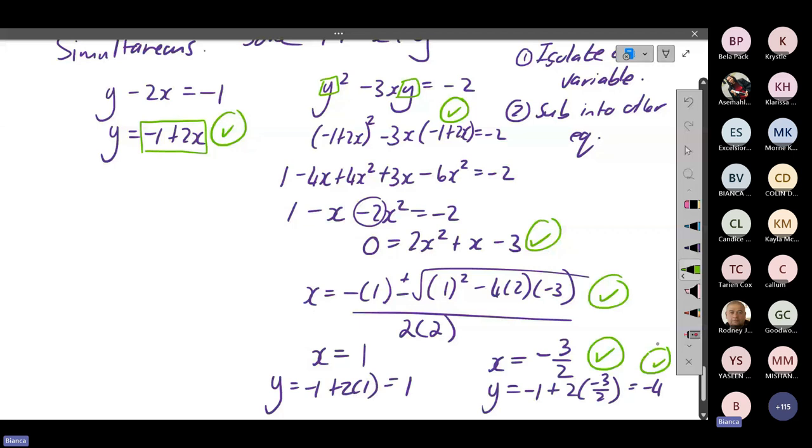Okay. Simultaneous is not supposed to be difficult. It's a routine question. It's just long. And lots of mistakes can happen. So step 1, isolate. Get your mark. Sub it in. 2 marks. Standard form, 3 marks for nothing. And then you start the normal way. Okay. Copy down whatever you need from here.